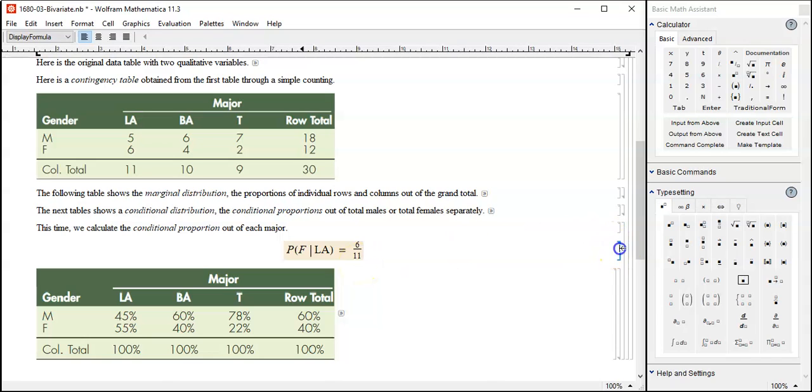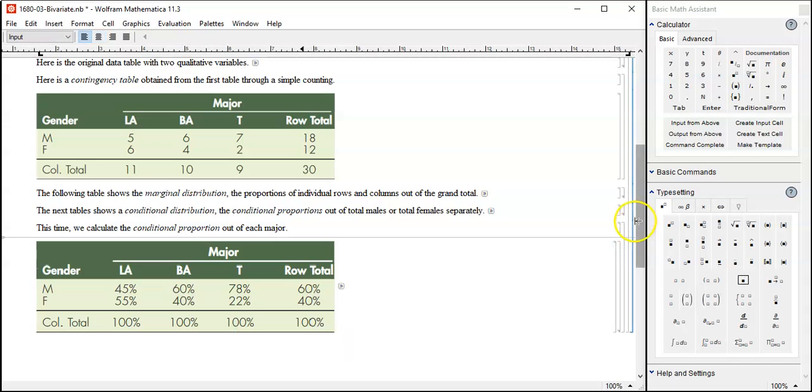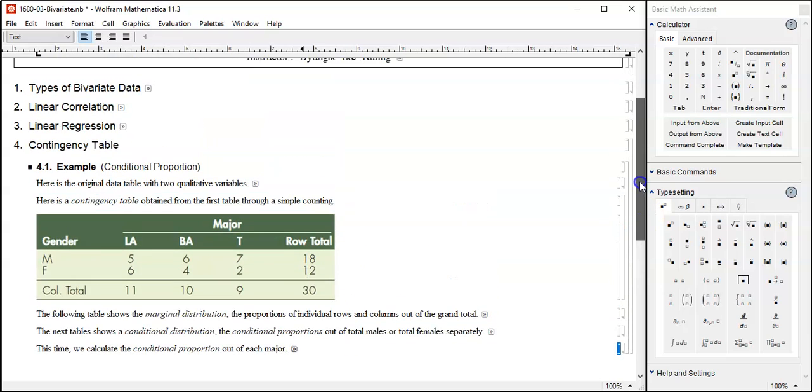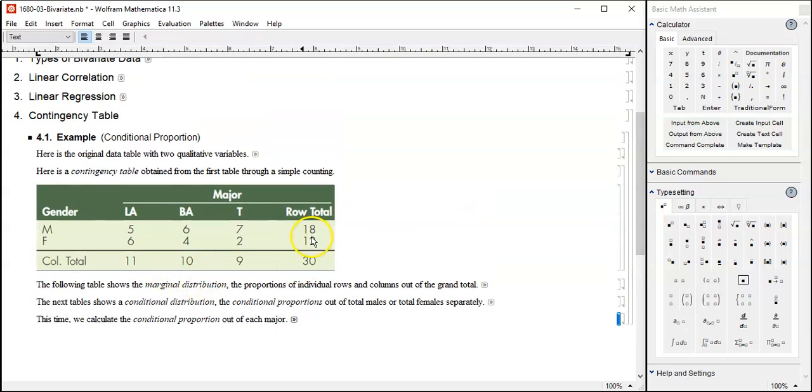And that's called conditional proportion or conditional distribution, because it's coming from a new condition. A new condition for men only, women only, or a new condition of business majors only, technology majors only. So those kind of aspects are embedded in contingency table and cross tabulation.